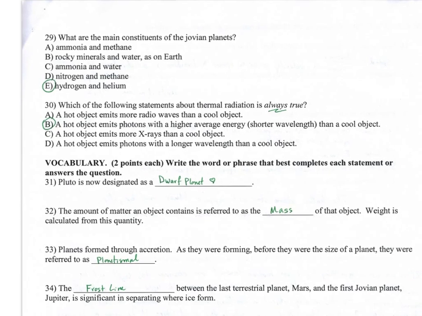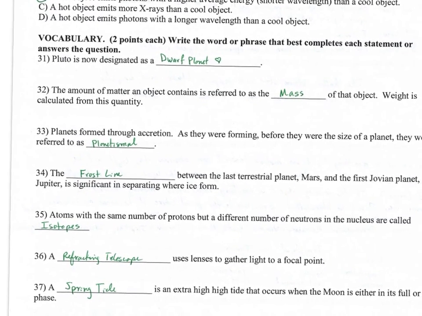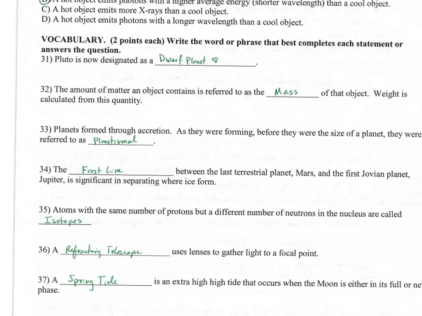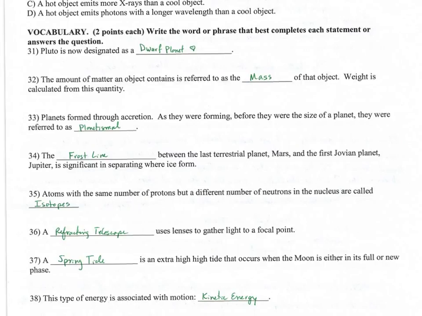So the next ones were vocabulary. So Pluto is now designated a dwarf planet. Question 32, I was after mass is the amount of matter an object contains. Question 33, I was after planetesimal, is basically kind of a precursor to a planet. Okay.